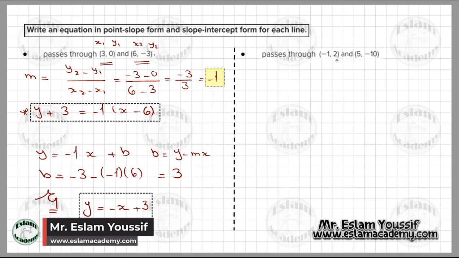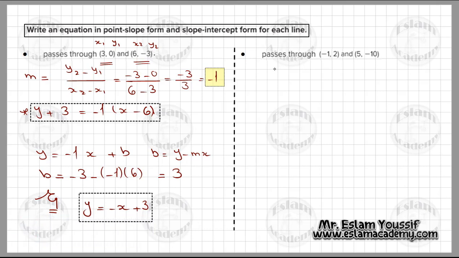In this question, we need to write the equation of a line which is passing through the points negative 1, 2 and 5, negative 10. Number 1, we need to find the slope. The slope equals y2 minus y1 over x2 minus x1. So it will be negative 10 minus 2 over 5 minus negative 1, which is plus 1. Negative 10 minus 2 equals negative 12. 5 plus 1 equals 6. By simplifying, the answer will be negative 2. Once we have a fraction, you need to write the answer in the simplest form.